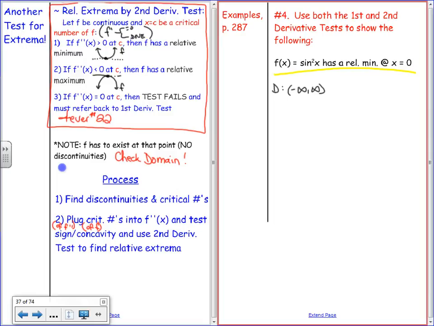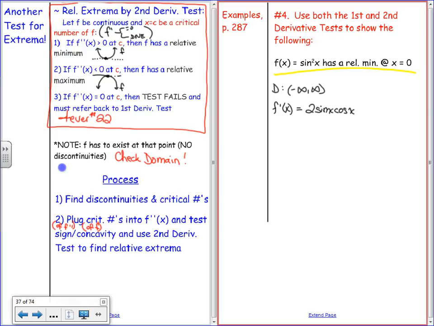After domain, we need to find our critical points. Hold on. Pause. Let's just find our first derivative, right? Because to find our critical points, we need to find our first derivative, set it equal to 0, or find where it does not exist. So my first derivative is chain rule. What do I have? 2 sine of x times cosine of x. Good. Bring down the 2, multiply it by, keep the inside sine, times the derivative of sine is cosine.